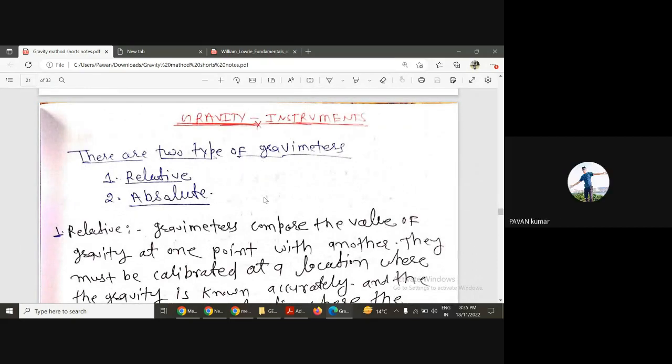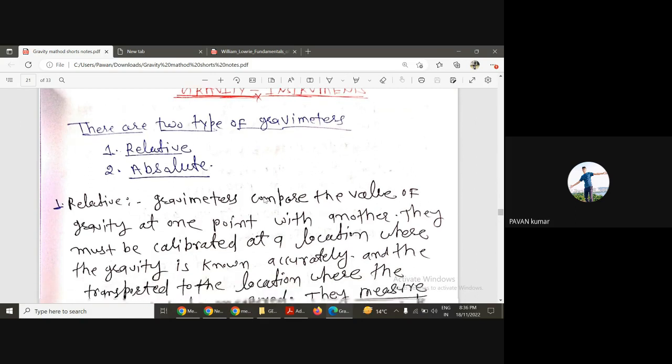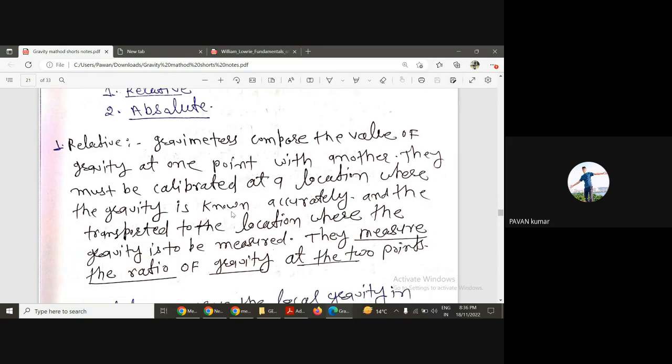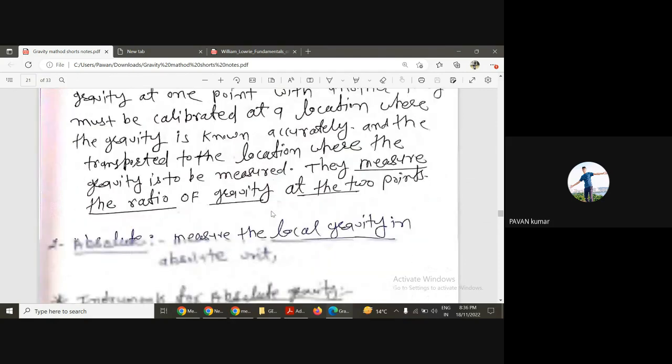So basically, in the gravity method, we use two types of gravity: relative gravity and absolute gravity. First, let's discuss the meaning of relative gravity. In relative gravity, a gravimeter compares the value of gravity at one point with another. It must be calibrated at a location where the gravity is known. At one point we know the gravity, and at another point we compare it with the calibration to obtain the relative gravity. This is relative gravity.